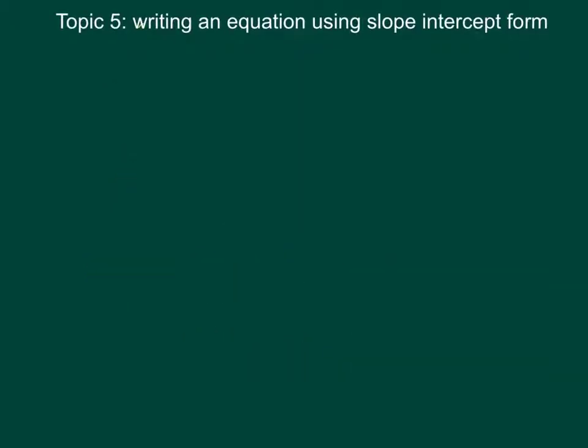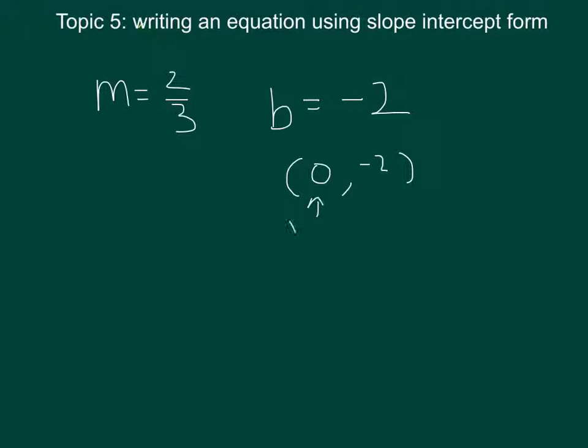Topic 5 is all about writing an equation using slope-intercept form. So this is when you already know what m is. So let's say you know that m is 2/3. And you're given b, right, the y-intercept. And sometimes b is just given as a number, or it could be given as a point, okay? The point would be when x is 0, whatever value y is, that's just your y-intercept. So just be aware of that. It could be in that form as well.